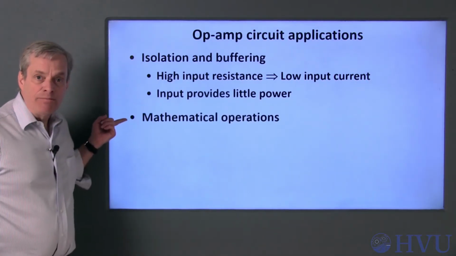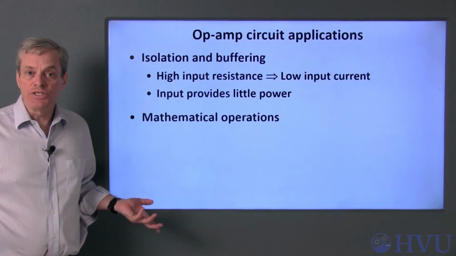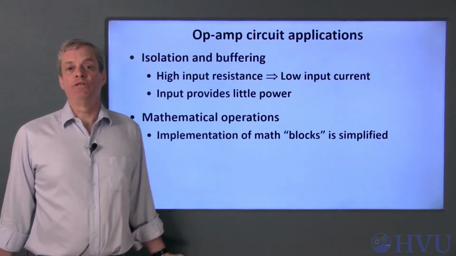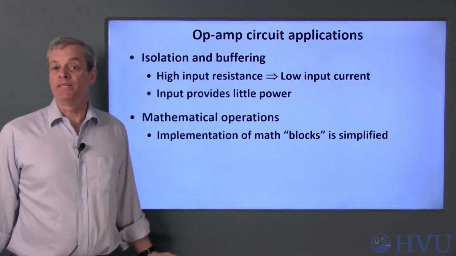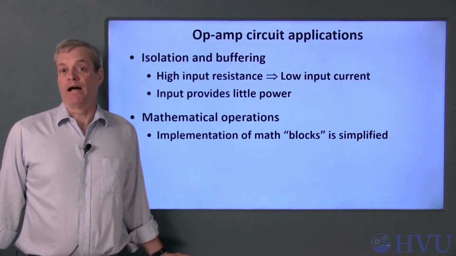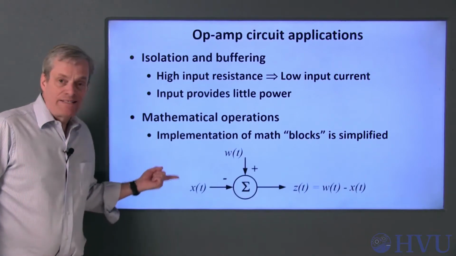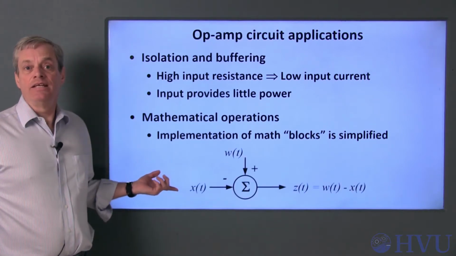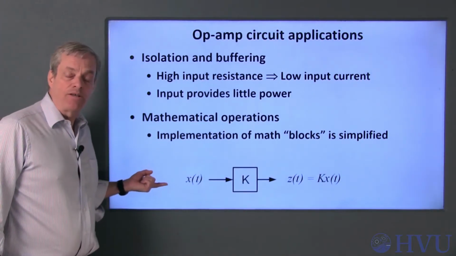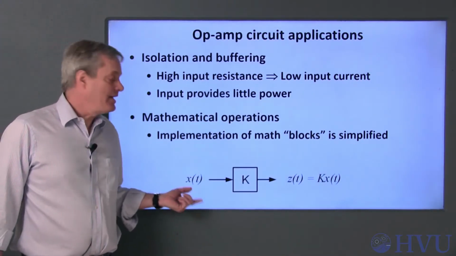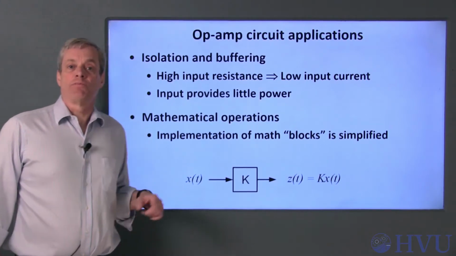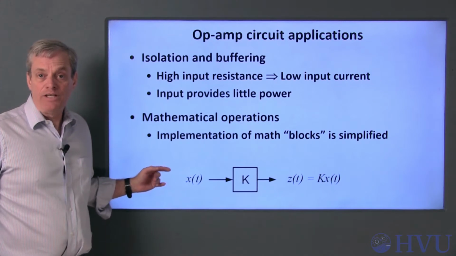Another example is the implementation of mathematical operations. When I introduced systems and block diagrams, I talked about reducing a complicated problem to basic components. These components consisted of simple mathematical operations. One of my examples was an addition process, indicated by this block diagram. Another example of a mathematical process was multiplication by a constant, as shown here. In this video, I'll introduce circuits that perform both of these mathematical operations.